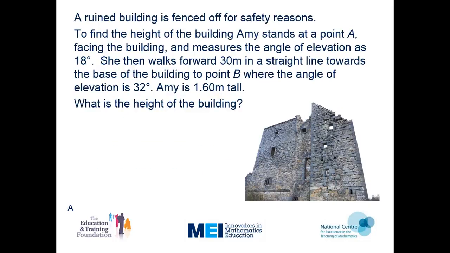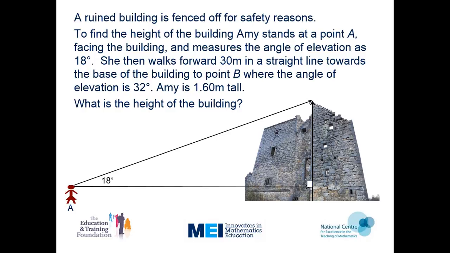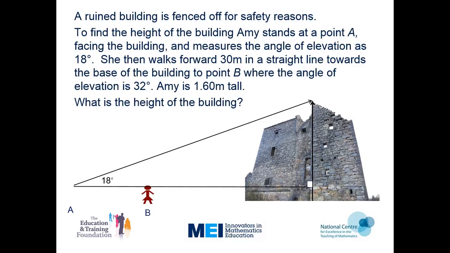And here's the question. A ruined building is fenced off for safety reasons. To find the height of the building, Amy stands at a point A, facing the building, and she measures the angle of elevation as 18 degrees. She then walks forward 30 metres in a straight line to the base of the building to a point B, where the angle of elevation is now 32 degrees. Amy is 1 metre 60 centimetres tall. What's the height of the building?